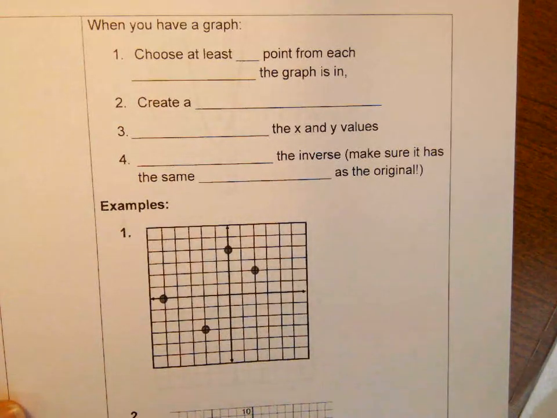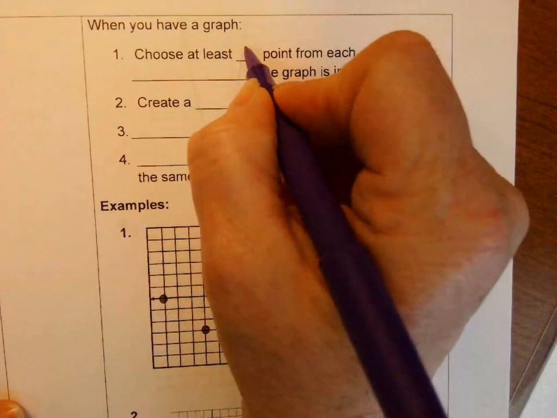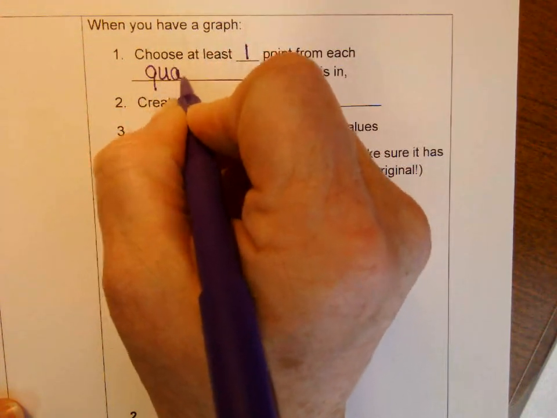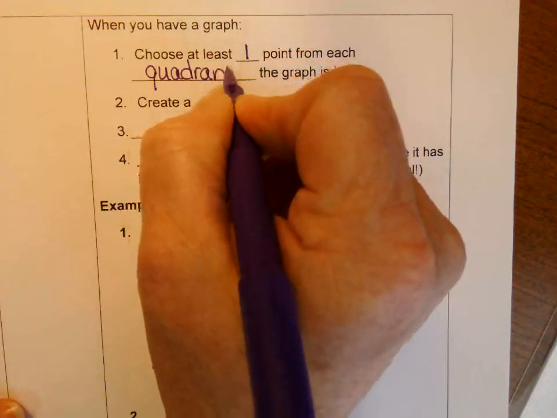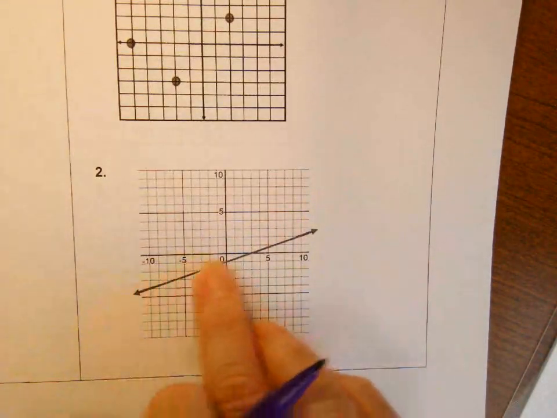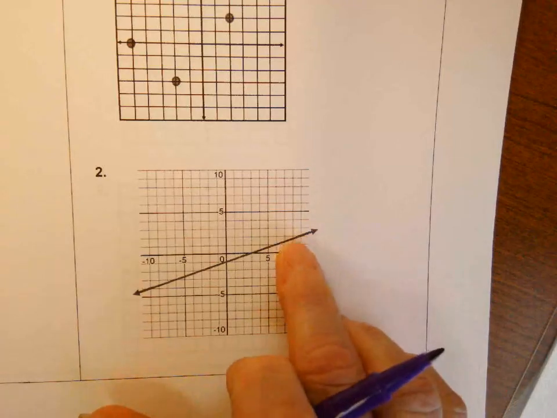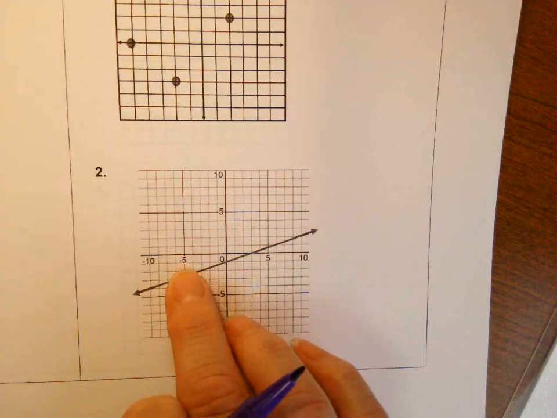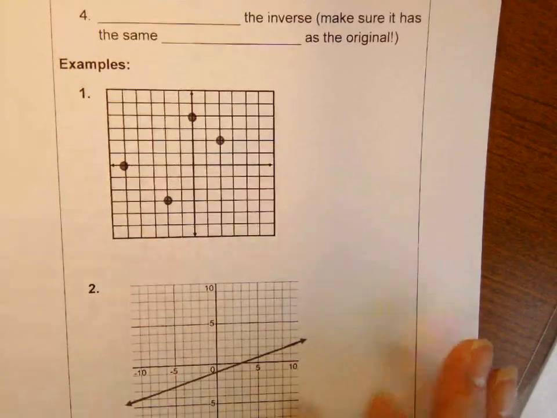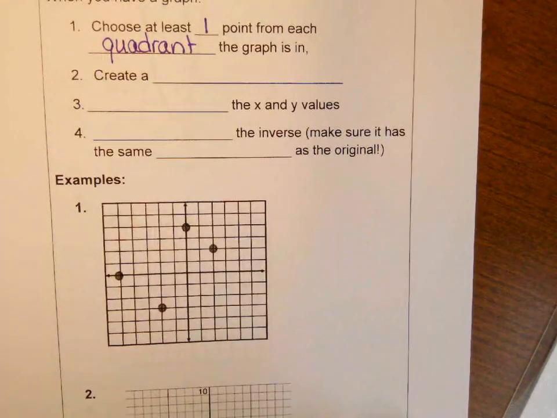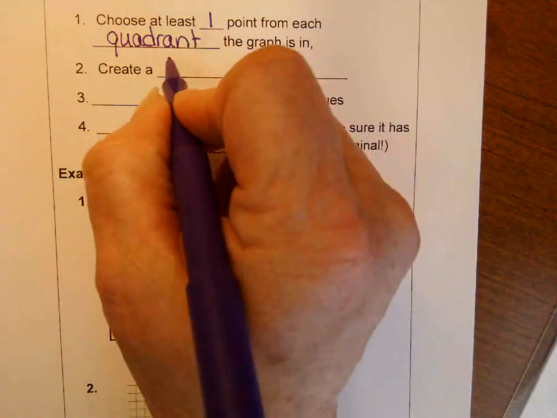Okay, so what do we do when we have a graph? Choose at least one point from each quadrant the graph is in. Now that really applies to problems like number 2, where you've got a continuous function. I would choose my intercepts, 1 point from quadrant 1, 1 point from quadrant 3. In number 1, where you just have distinct points, you have to do them all. Number 2, create a table of values.